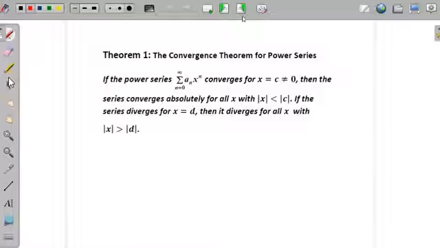What is the convergence theorem for power series? If a power series summation a x power n converges for x equal to c, then the series converges absolutely. Not only just converges, it actually converges absolutely for all x where mod x is less than mod c.